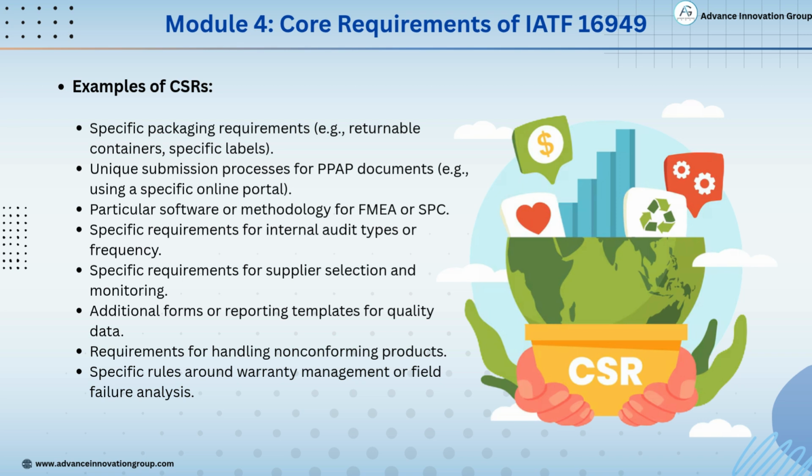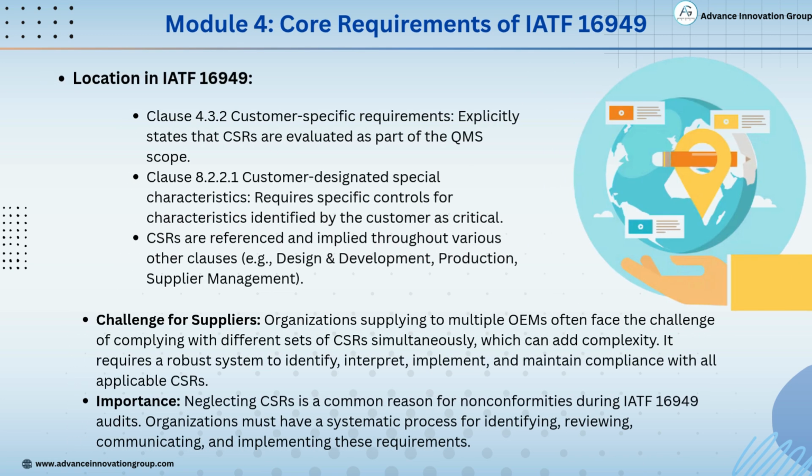This slide explains where CSRs are located in the IATF 16949 standard and why they are so critical. First, Clause 4.3.2 directly mentions customer-specific requirements. It says that CSRs must be evaluated as part of the QMS scope. Then, Clause 8.2.2.1 talks about customer-designated special characteristics, which must be controlled as per the customer's critical requirements. Apart from these, CSRs are referenced indirectly in many other clauses, like those related to design, production, and supplier management.